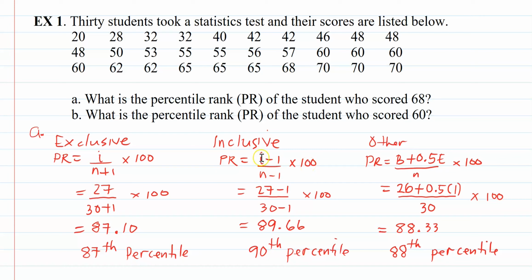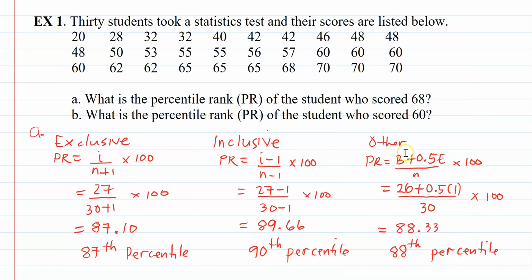And again, our I is 27. So 27 minus 1 over 30 minus 1, and this will give us 26 over 29. Then multiplied by 100, the result is 89.66. If we round this to the nearest integer, it is 90. So that means that using the inclusive method, the percentile rank of the student who scored 68 is the 90th percentile rank.